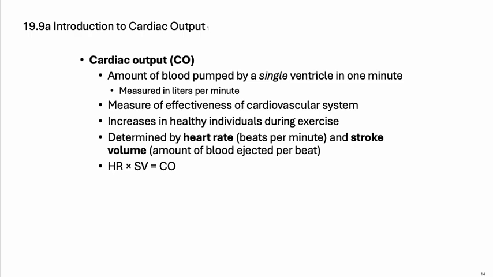So if you have a stroke volume of 60 milliliters, and a heart rate of 100, all you're doing is taking 60 and multiplying that times 100, so that's 6,000. So that's 6,000 milliliters per minute, or 6 liters per minute. That's the amount of blood that is being pumped out of the heart via the ventricle during a single minute.